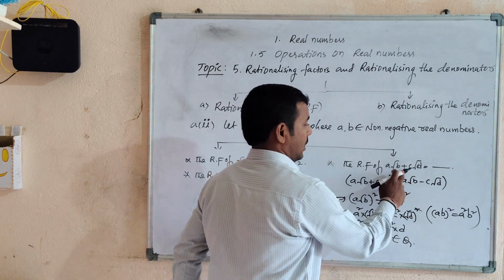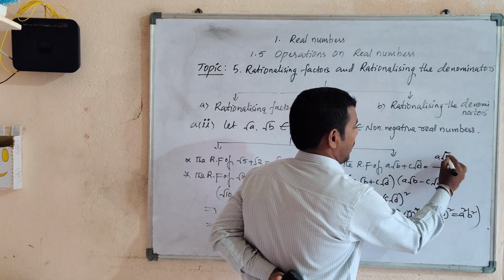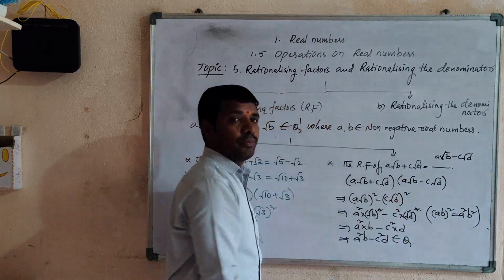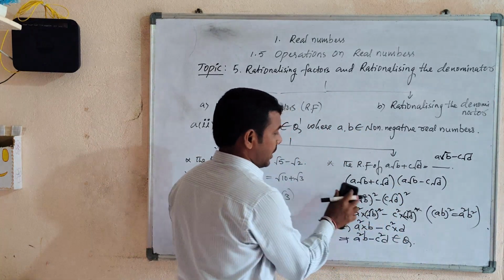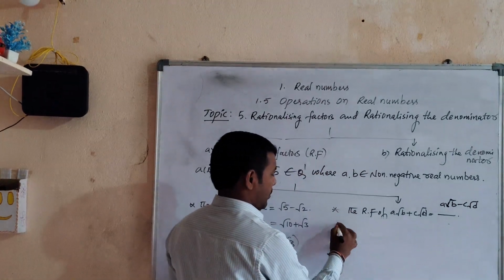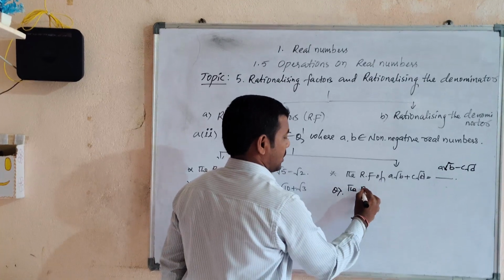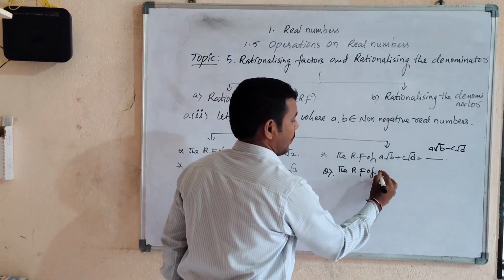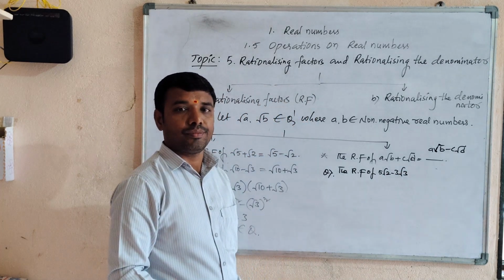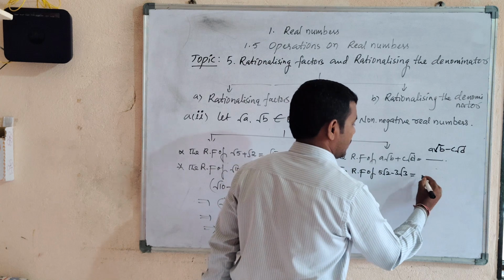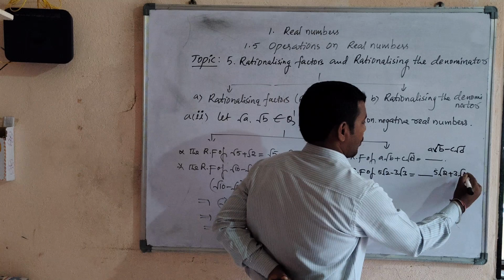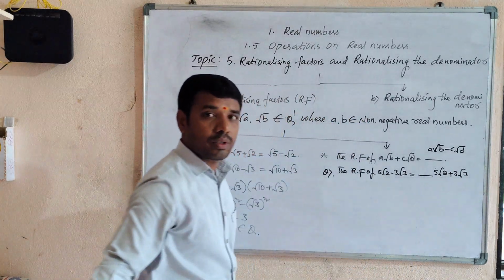Now tell me, what is this answer? a square root of b minus c square root of d. It is the answer for this. I think you understood. A few more examples based on that. Please respond. Only a few questions. Question number 1. What is the rationalizing factor of 5 root 2 minus 3 root 3? What is the answer? Tell me. The answer is 5 into square root of 2 plus 3 into square root of 3 is the rationalizing factor of this one.